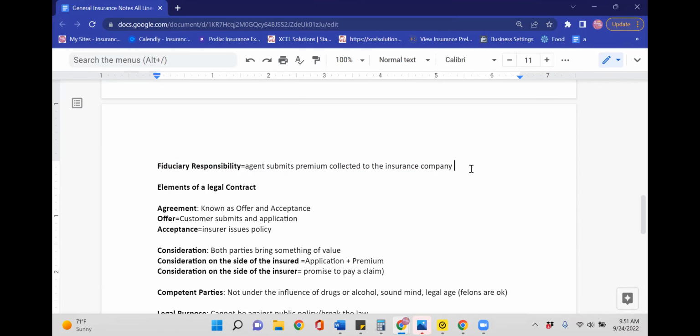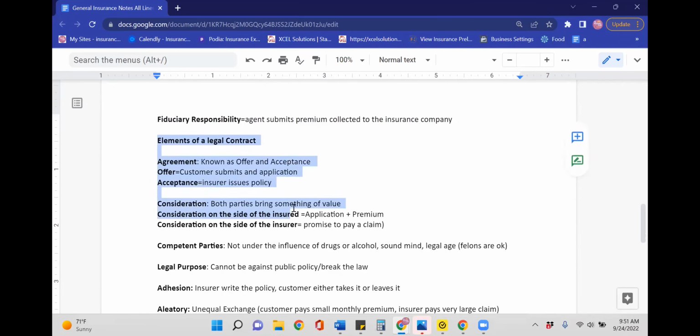You're not allowed to mix money. Okay. If I collect $100 from the customer, I can't put it in my own wallet and spend it. I need to keep it separate. There is no mixing of premium and my money. I keep the money separate. Commingling would be mixing the money. You're not allowed to do that.